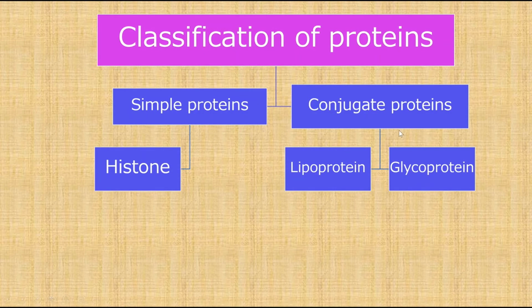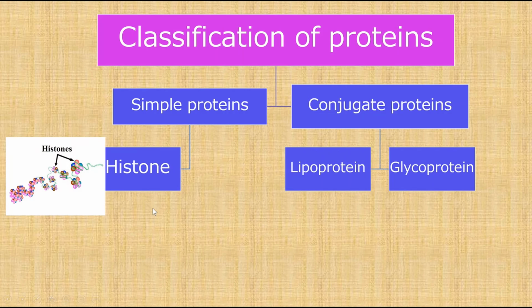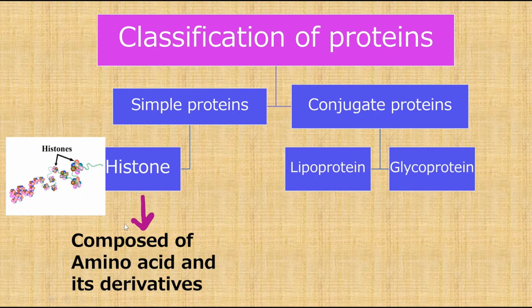So classification of proteins, we can divide proteins into two parts, simple proteins and conjugate proteins. In simple protein, one example is histone, and histone plays a very important role in our DNA, right? And this is composed of amino acids and its derivatives. What does it mean? If you hydrolyze this type of protein, if you break it down, you will only get amino acids. Okay, nothing else. So you will get only amino acids.